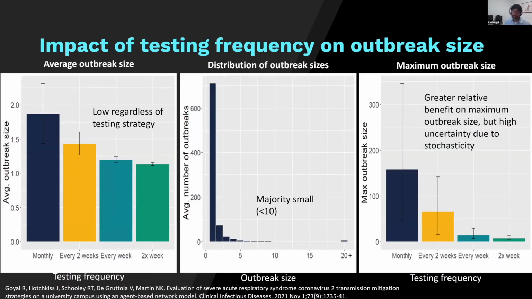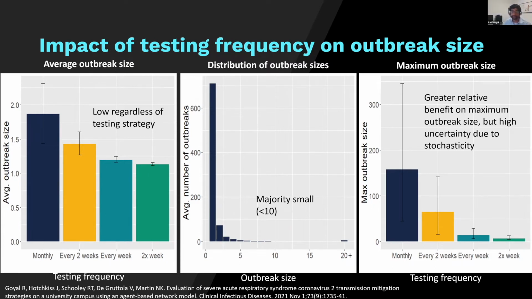And here are some results, just to give you an idea of what can come out of this. Given the detail incorporated in agent-based models, there are a range of outcomes that can be investigated. Here are results from the model used early in the pandemic to guide university policies. Specifically, we're showing the impact of asymptomatic testing frequency on outbreak size. The figure on the left shows the average outbreak size estimated by the model under various testing rates. Specifically, if everyone was tested monthly, which is the blue bar, every 2 weeks, the goldish bar, every week, or twice a week.